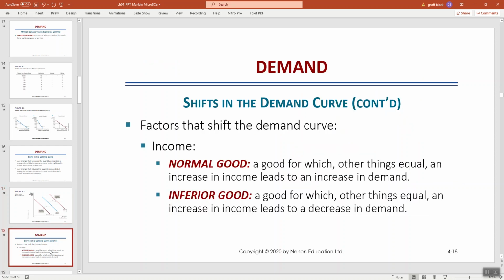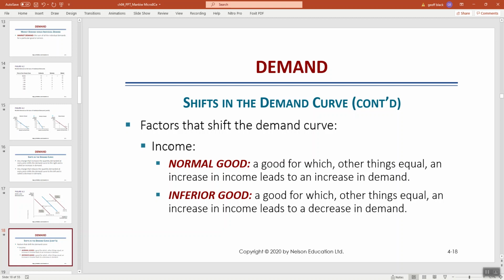So one of those things could be income. So if your income changes, it'll affect your quantity demanded for this particular good that we're looking at. If it's a normal good, right? So this is a good for which, other things equal, an increase in income leads you to buy more of it. Okay? That's a normal good.